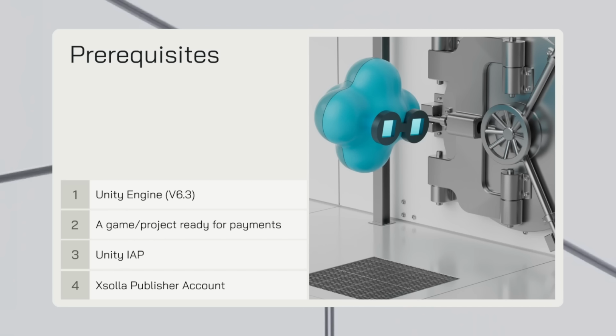Ideally, you have a project in mind to test out the integration. We'll be using the Unity 2D game kit for this walkthrough. Once you have your project set up, make sure that you have the Unity in-app purchase package configured. Finally, you'll need to sign up for an Xsolla Publisher account in order to test the integration. We'll cover everything you need to do inside the Publisher account for this walkthrough. However, we won't be going through account creation, so be sure to have that ready.